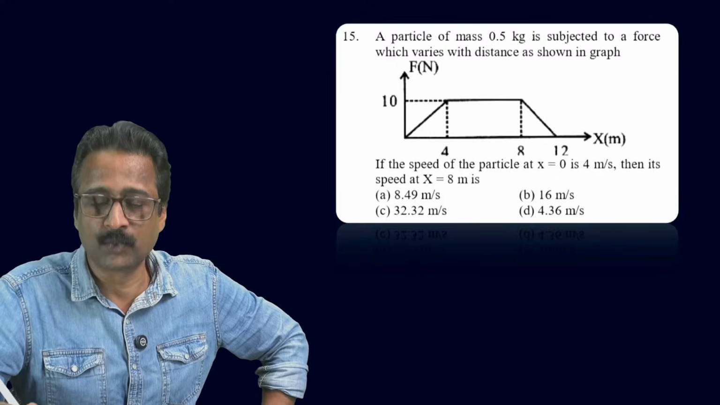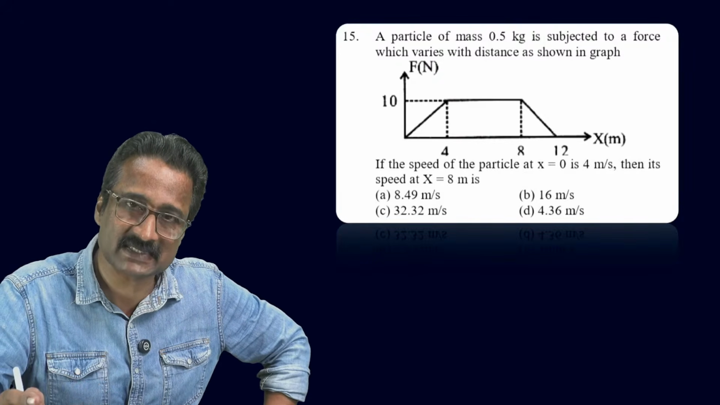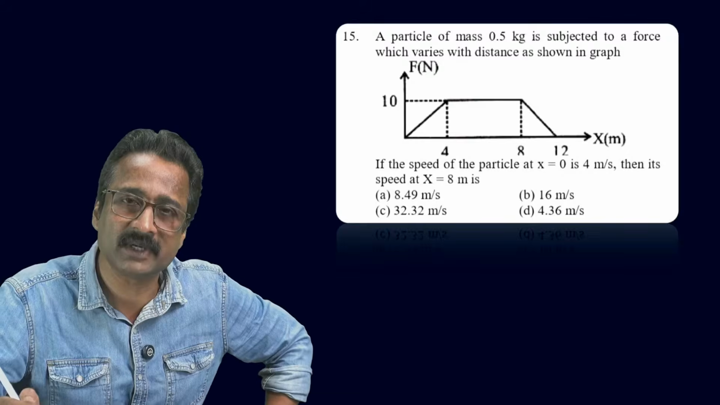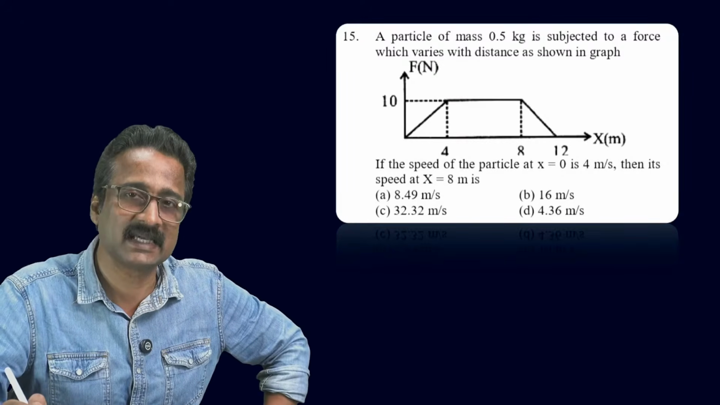You know, this is a force displacement graph. The advantage of having a force displacement graph is that you can find easily the work done by the force. Work done by the force is simply the area under the F-x graph.